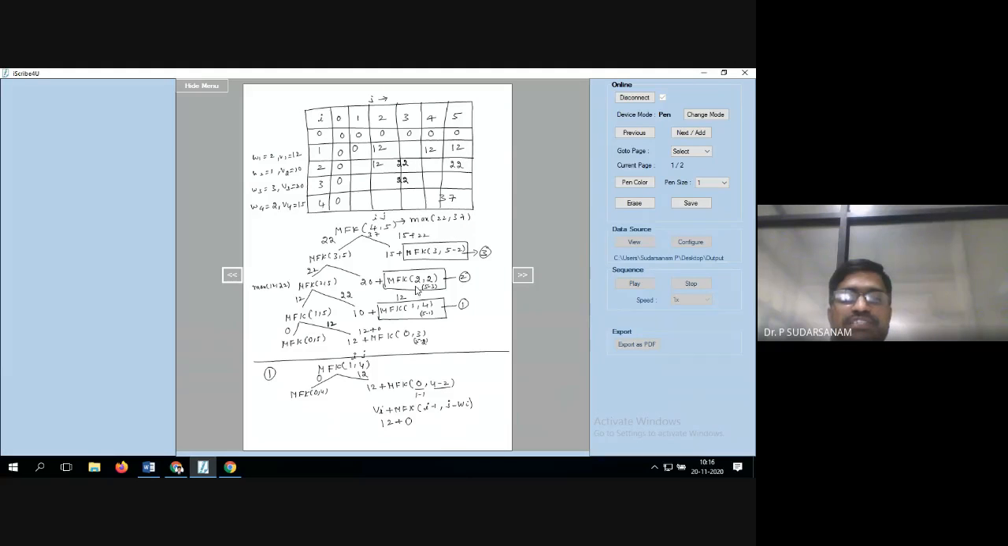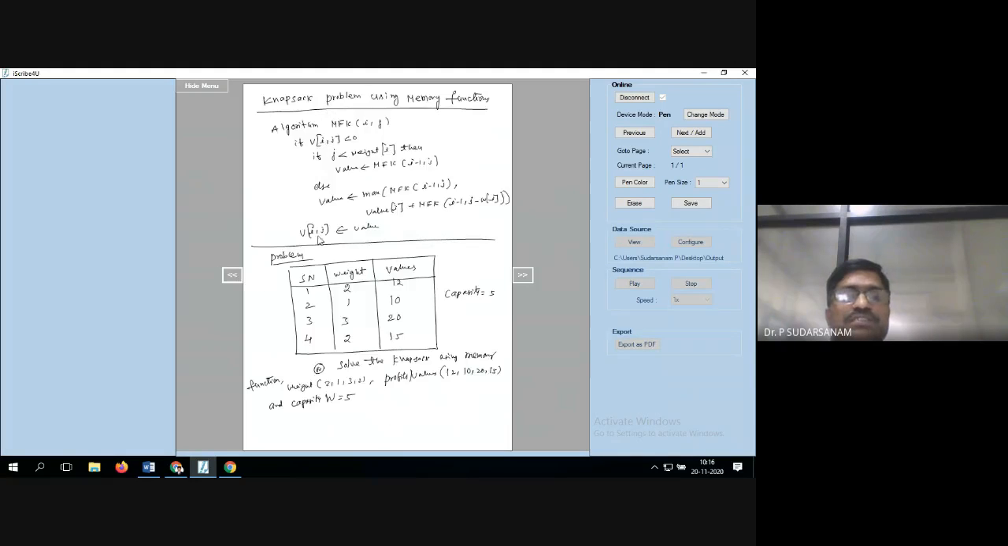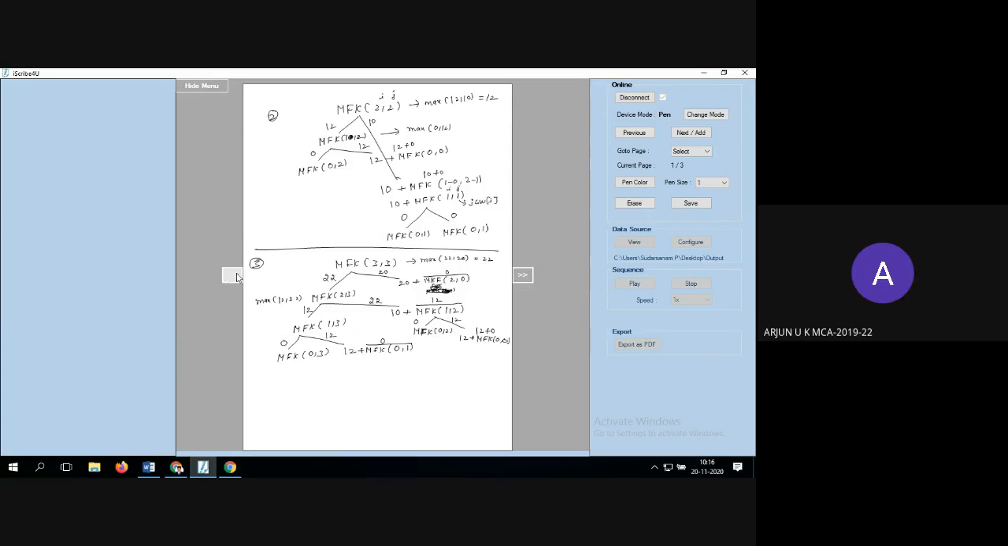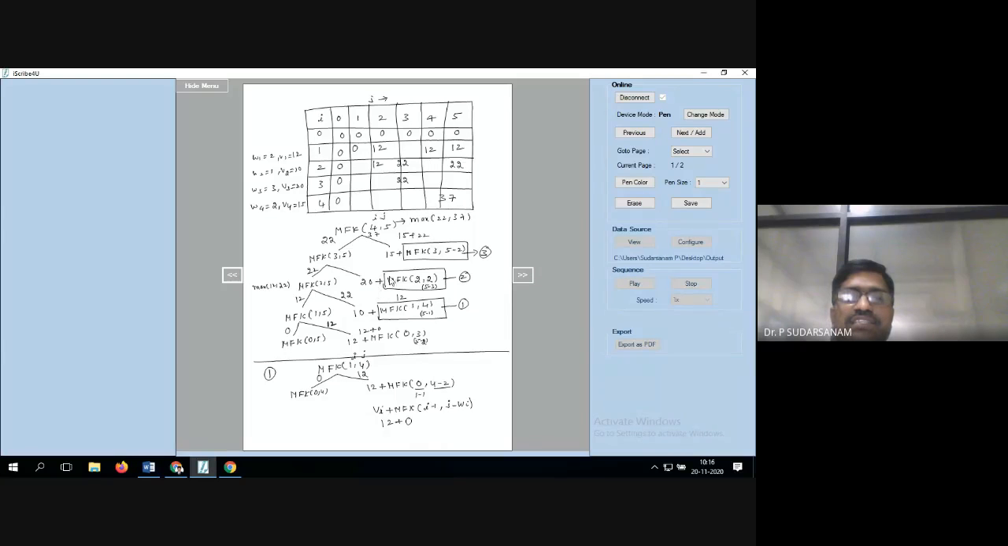So this value is MFK of 2 comma 2, how much? 12, sir. 12, no? So we have not calculated only C here. This is called 20 plus 12, that is nothing but 32.